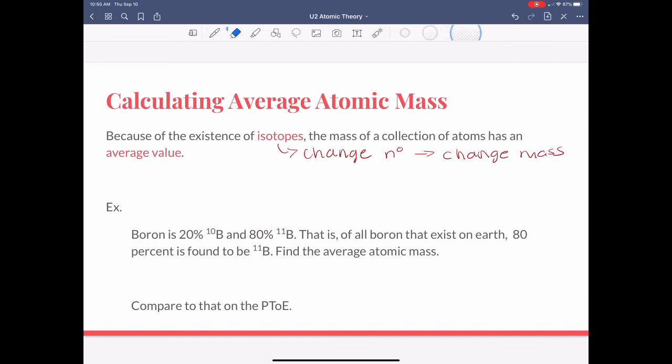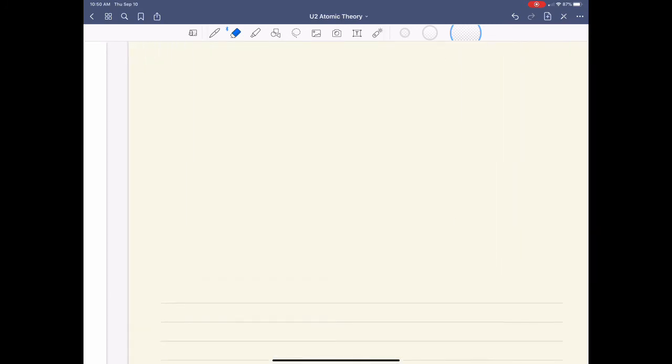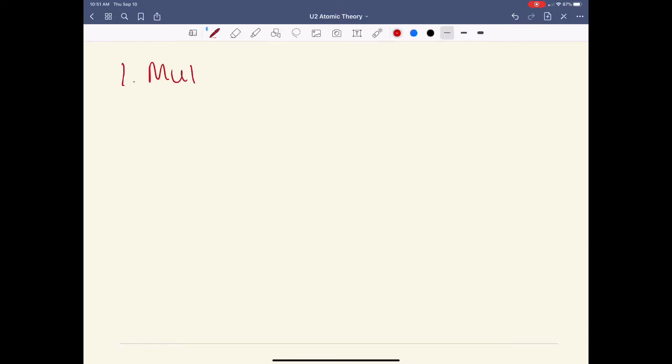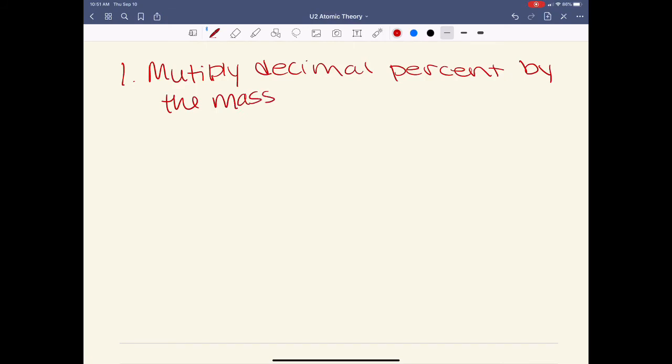In order to do that, you've got 2 steps that you're going to follow. So you've got some bullet points there for steps. Step 1 is going to be to multiply the decimal percent by the mass of each isotope. All right, multiply the decimal percent by the mass of each isotope, and then 2, add all products together.